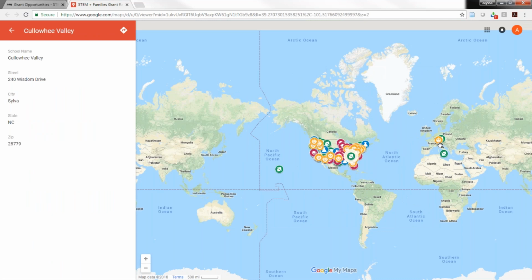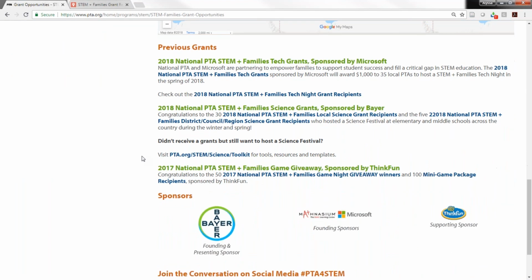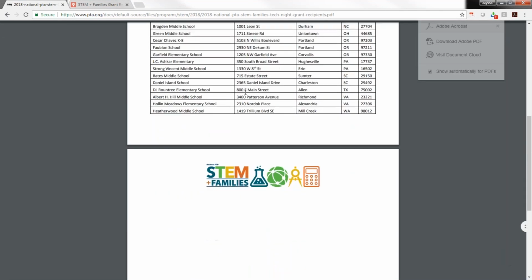In addition to this map, on the same website, you will see lists. You will see a list that'll pull up a PDF, right? So when Alyssa scrolls down here, you can see, check out the 2018 Family Tech Night grant recipients. There you go. And Alyssa's pulled it up, and so there you can see all the winners just listed on the PDF.